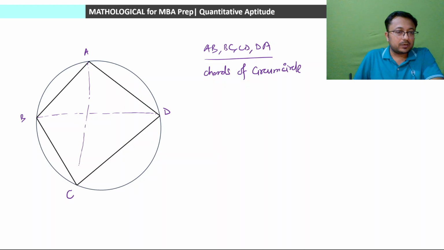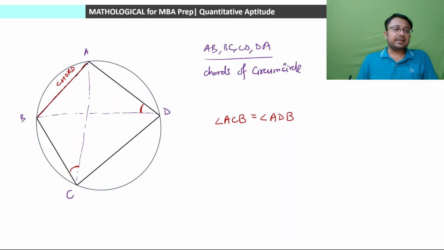If AB is the chord, then angle ACB is the angle made by chord AB on the circumference. Similarly, angle ADB is also an angle made by the same chord AB on the circumference. So these two angles are equal. Angle ACB will be equal to angle ADB. If this angle is angle 1, then this will also have value 1.